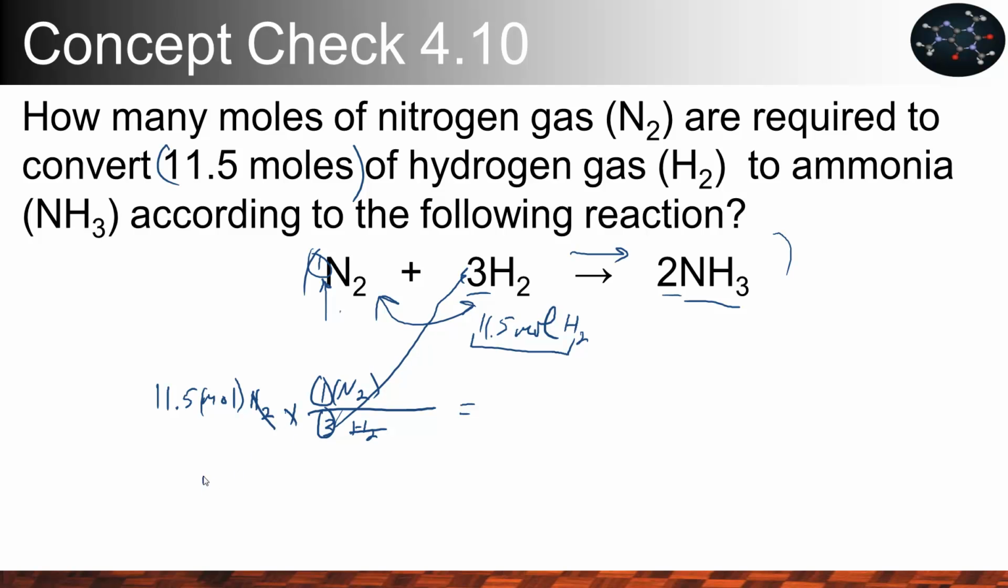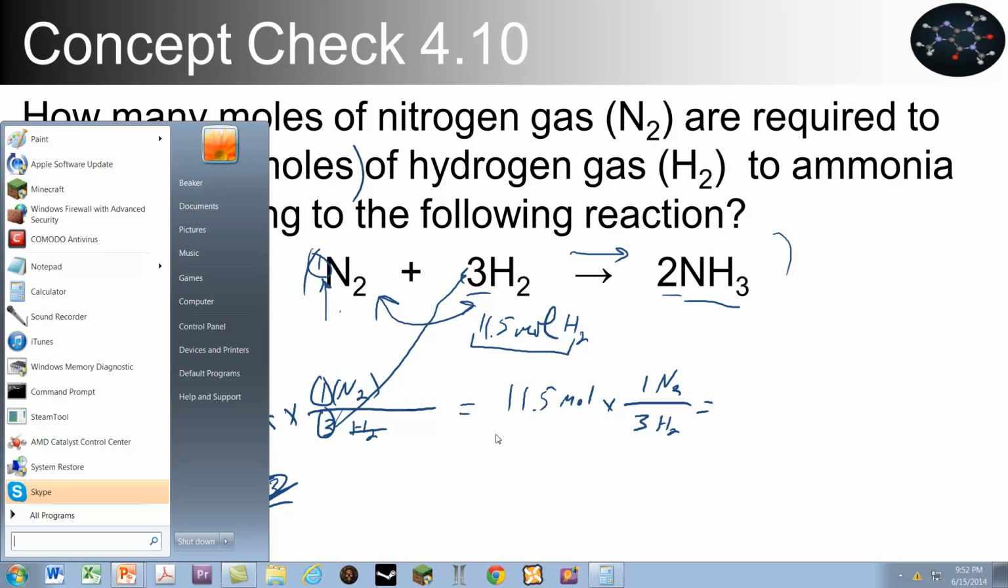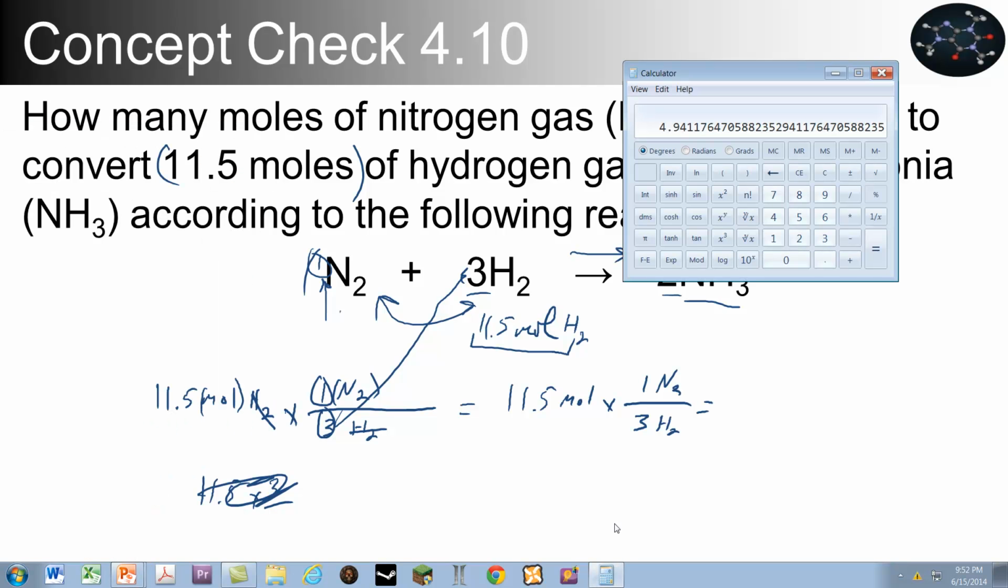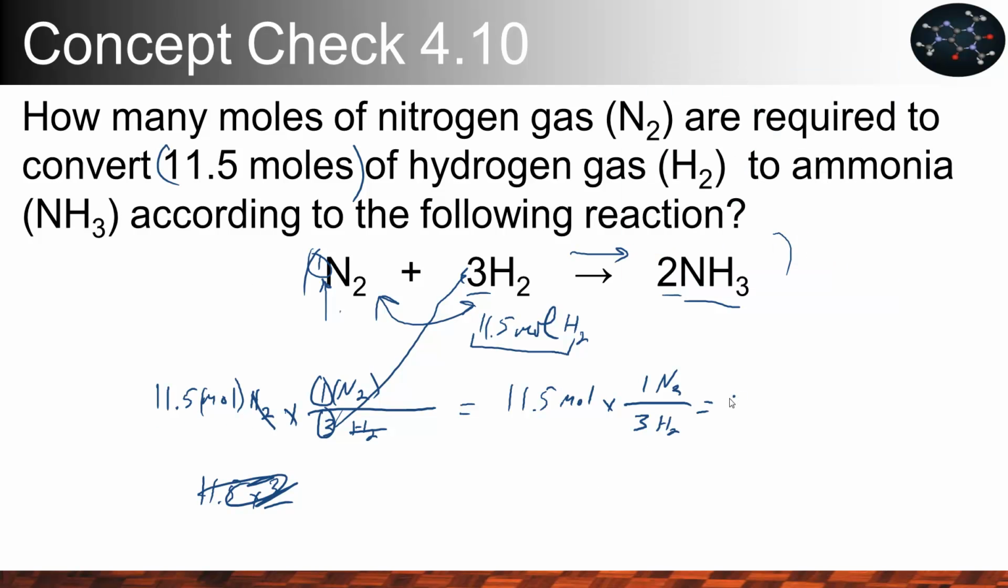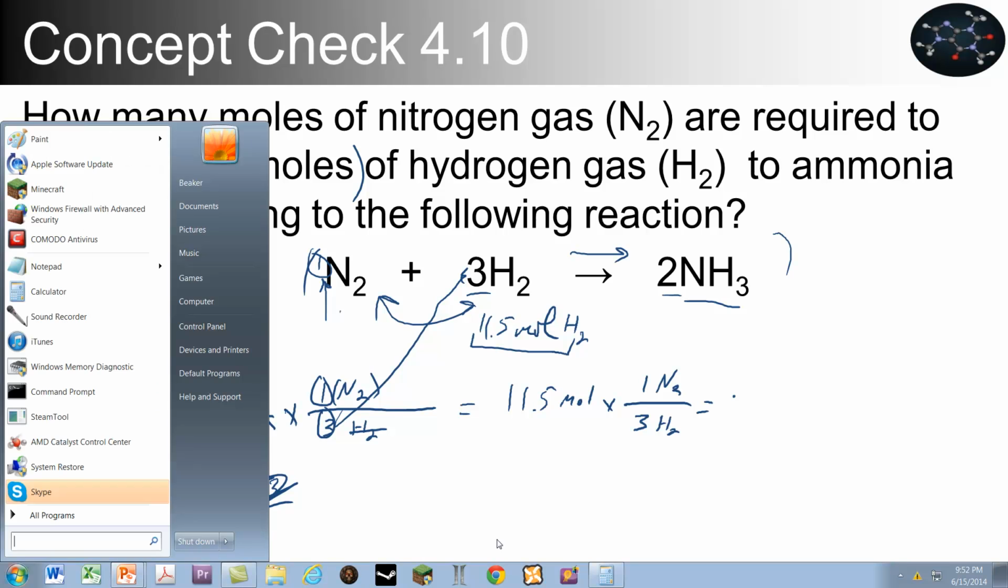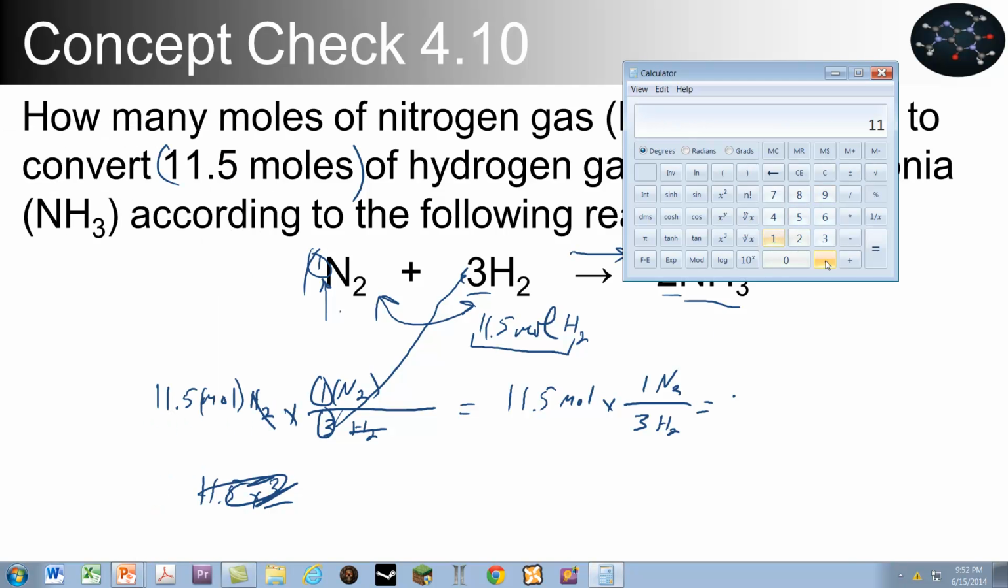When we multiply this out, all we have is 11.5 moles times 1 nitrogen over 3 hydrogens. All we have is a third of this, which I'm not going to try and calculate by hand. Right, so 11.5 times 1 divided by 3 is something I should have calculated when I had the calculator up. 11.5 divided by 3, 3.83, etc.